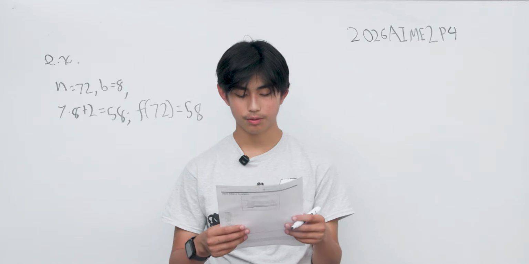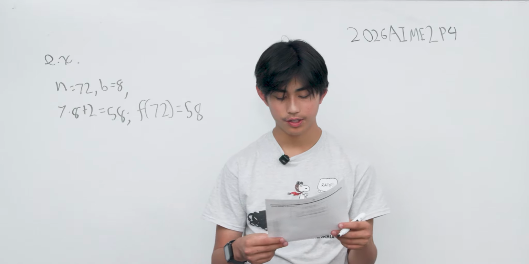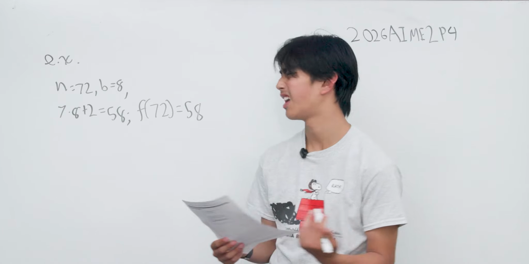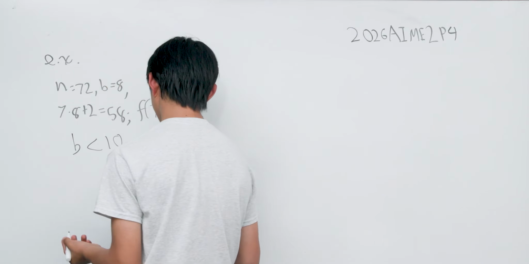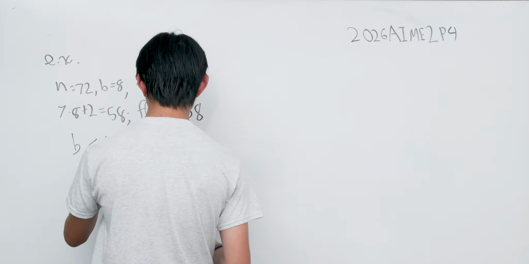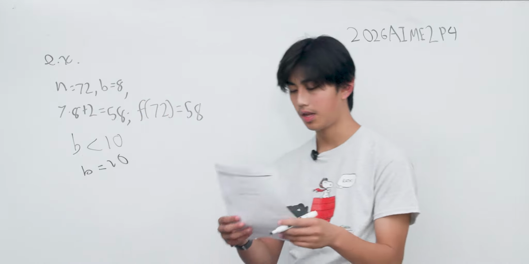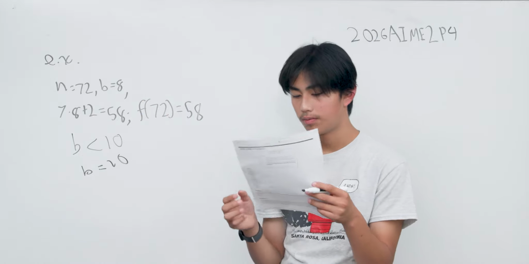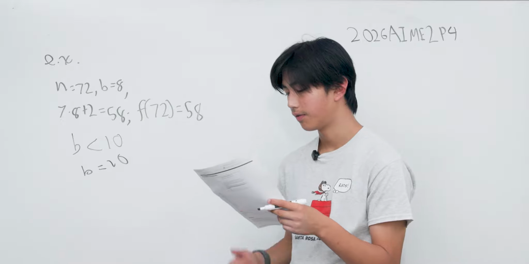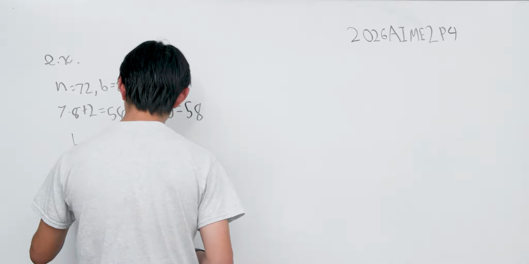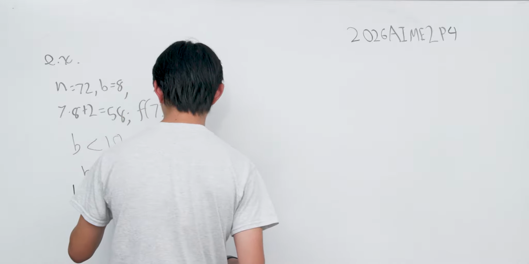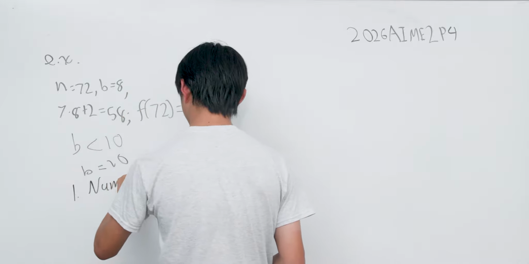Now, the first thing we want is to have 9s in our numbers, and we notice that if b is less than 10, the value decreases. However, if b equals 10, there is a 9 in the number. Now, what we can do is first consider two cases. One, where the number, I'm going to write num dot, has a 9.